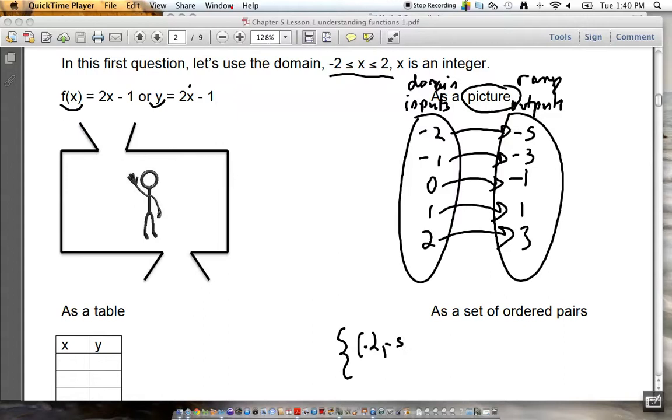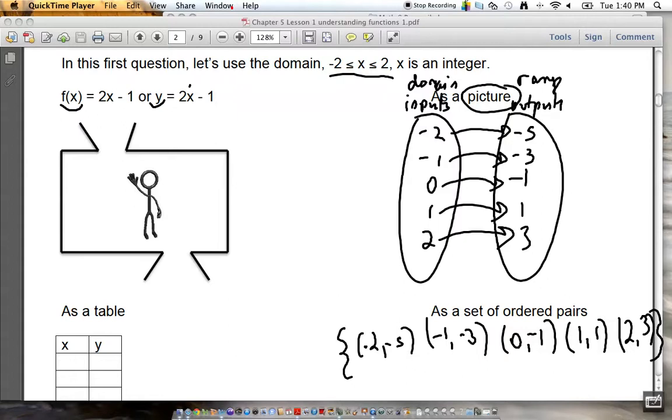-5, good. If -1 is the input, what's the output? -3. If 0 is the input, what's the output? -1. If 1 is the input, what's the output? 1. If 2 is the input, what's the output? 3. And that would be as a set of ordered pairs. This picture, this set of ordered pairs, same exact thing. Just a different way to represent it.